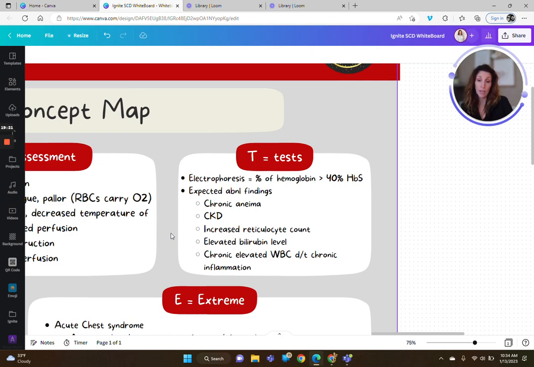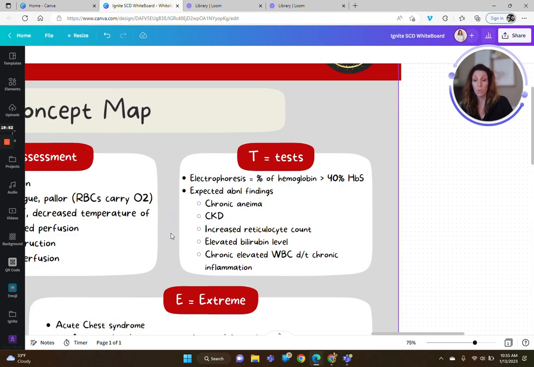Oftentimes they have an elevated white blood cell count that is chronic, and this is due to chronic inflammation within the body. And this is going to be mild. It's not going to be like 18,000 white blood cells. It's going to be just a little bit higher than our normal average white blood cell count. And it's important to monitor these patients for infection. So white blood cell count's very important for these patients, and just knowing that they may have a chronically mildly elevated white blood cell count.